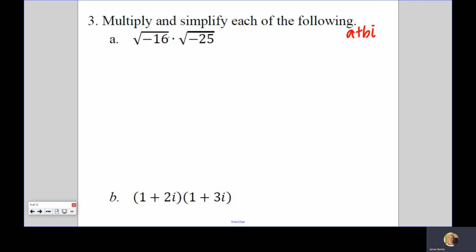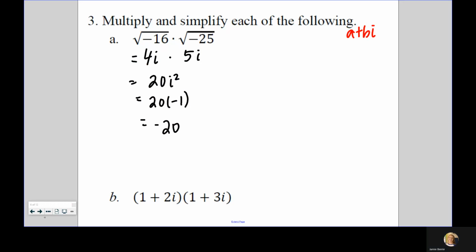All right, so part A says square root of -16 times the square root of -25. We know square root of -16 is going to be 4i times square root of -25, that's going to be 5i. All right, so 4 times 5 is 20. i times i is i squared. And we know that i squared is equal to -1. So 20 times -1 is just -20.